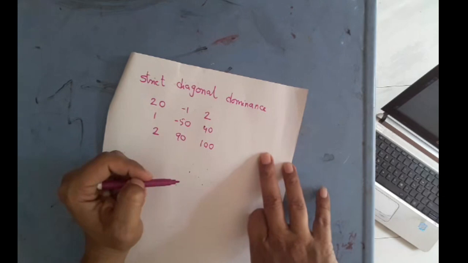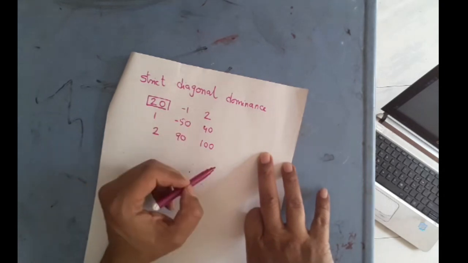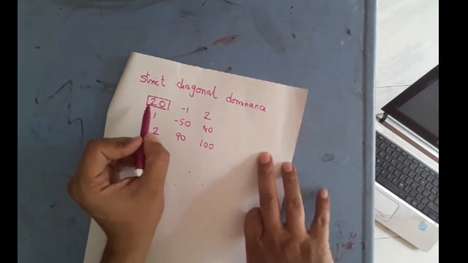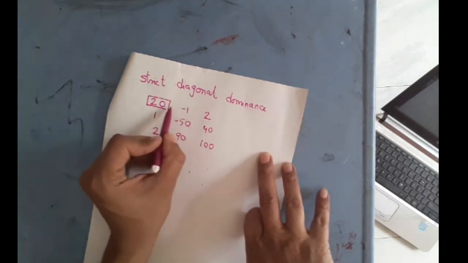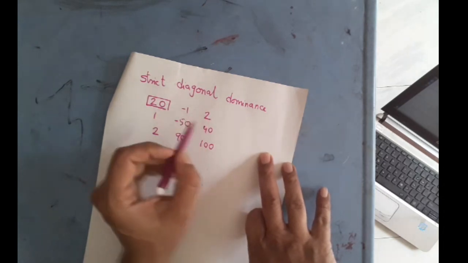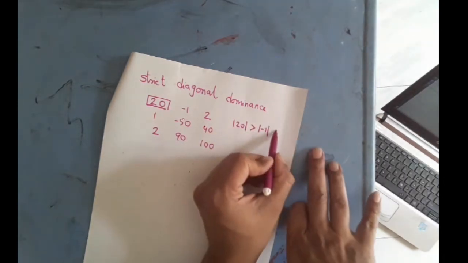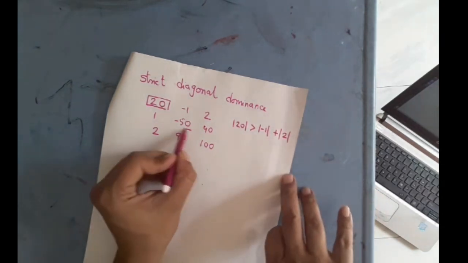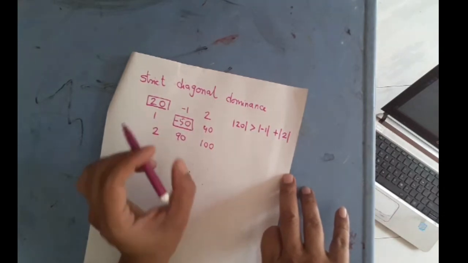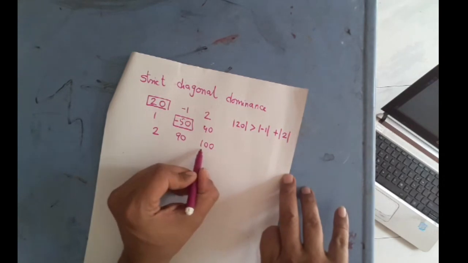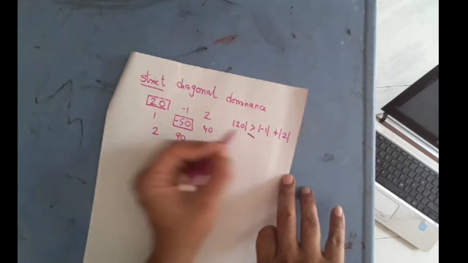I will say that this has strict diagonal dominance. In the sense, look at the diagonal entry. You see it is larger than the off diagonals, but something much stronger is true. The absolute value of this must be more than the total absolute value of all the other entries in that same row. That is, the absolute value of 20 is greater than the absolute value of minus 1 plus the absolute value of 2. Similarly, here the absolute value of this diagonal is greater than these two absolute values put together. Similarly, here 100 is greater than 90 plus 2. Strict, because I have a strict inequality here.